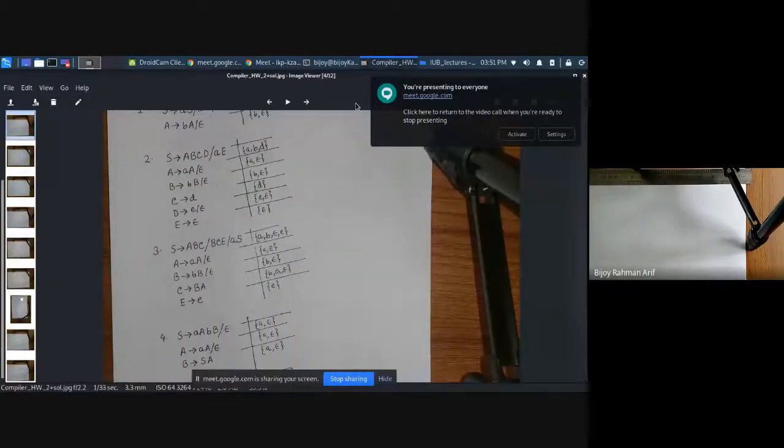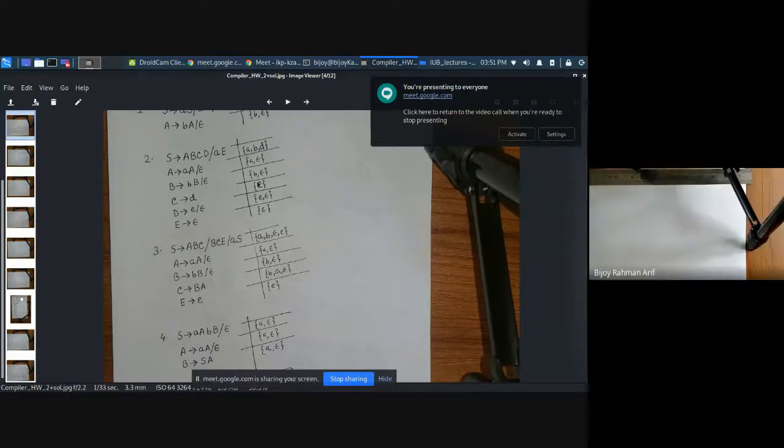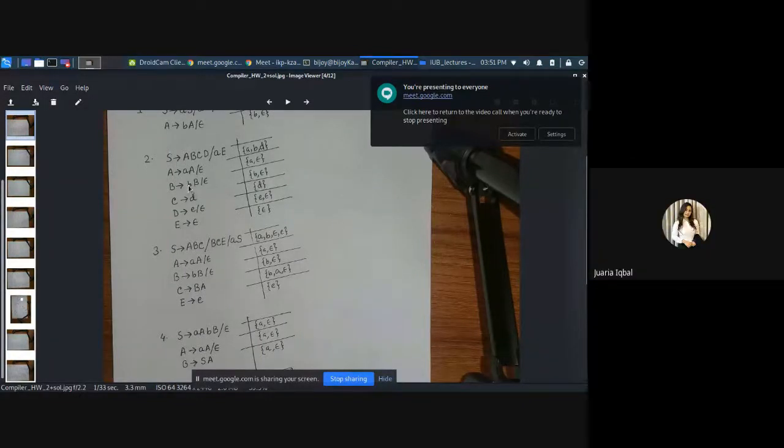Okay, what's problem number 2? Sir, number 2, S derives A, B, C. You're seeing the screen, right? Yes, sir. So it is problem number 2. Can you explain the solution?